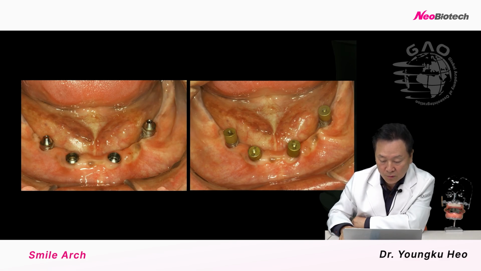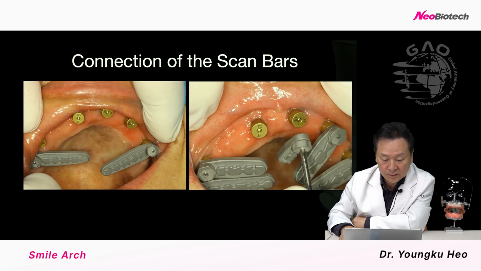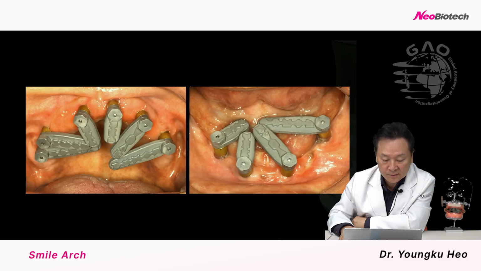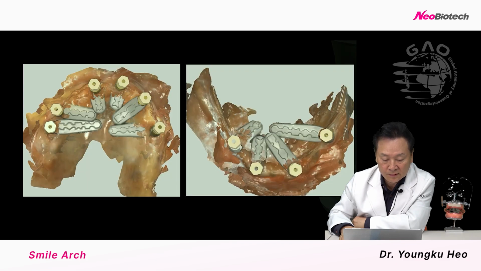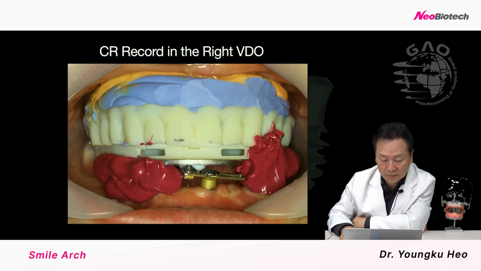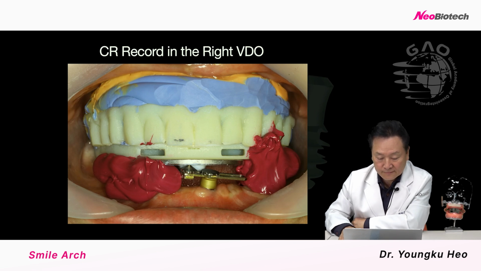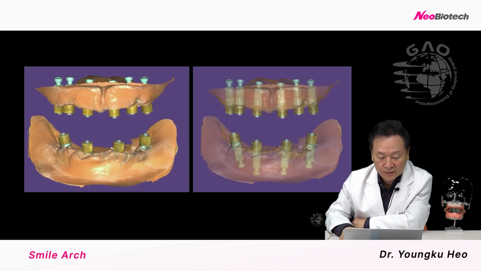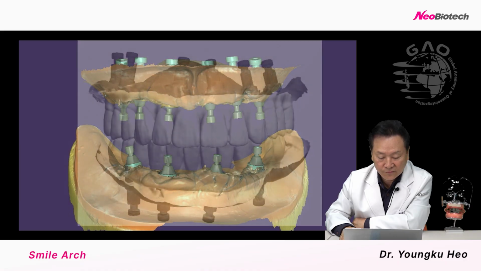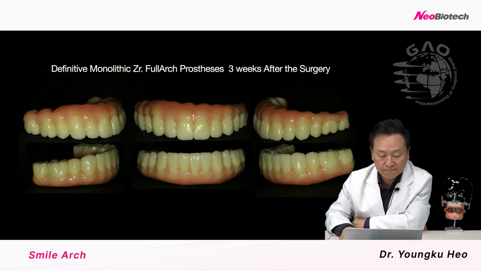So on the lower again, you can connect the scan bars on top of the scan post like this, and scan. So it's very easy to get very accurate scan data using this SmileArch scan body. Okay, the write record and the share record in the web video. So this is the final. Okay, same.